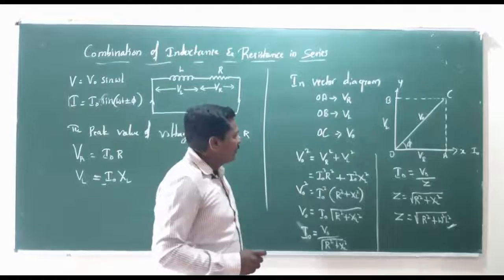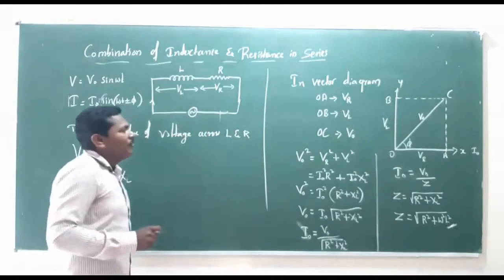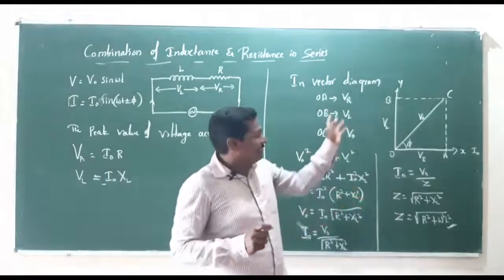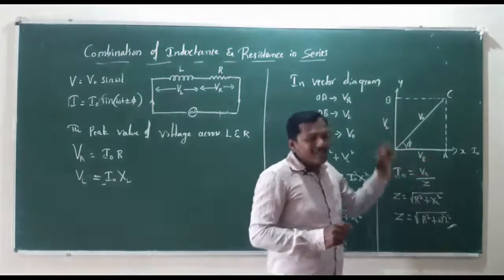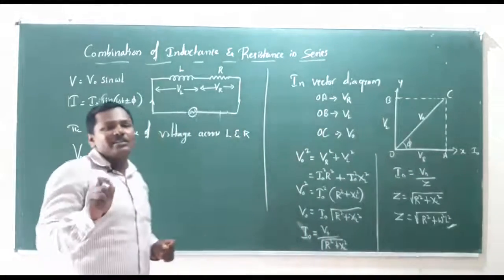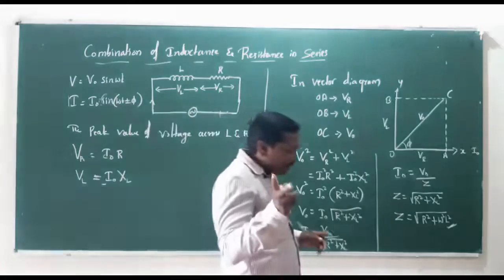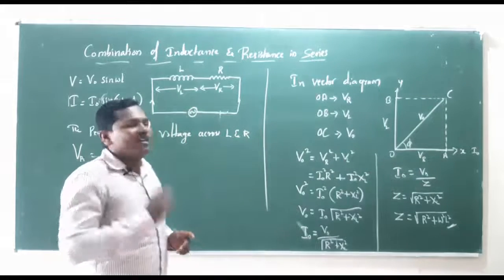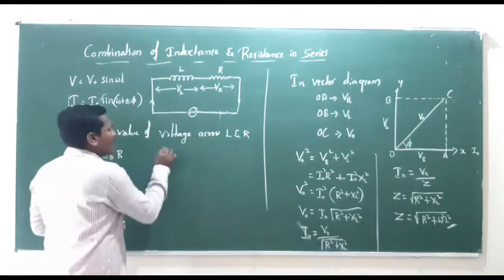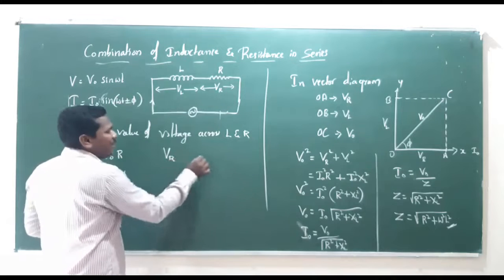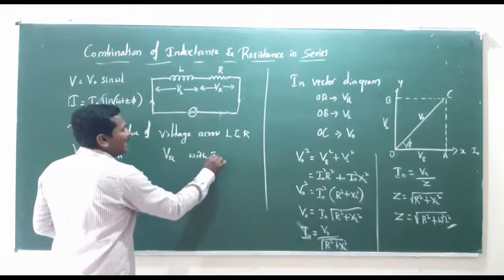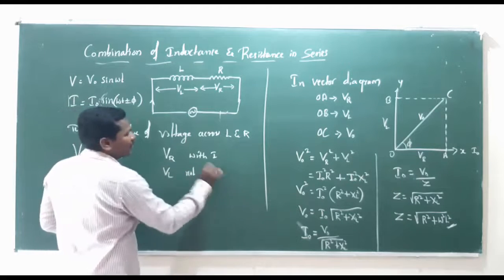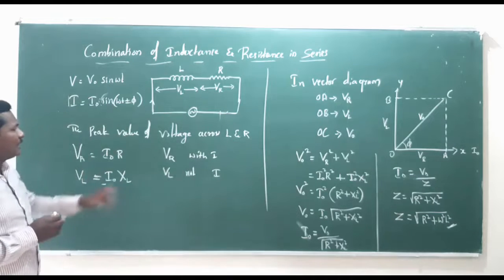We know that the voltage across a resistor is in phase with the current, as we discussed, but the voltage across an inductor is not in phase with the current. There is an angle between the current and voltage, and that angle is 90 degrees, that is pi by 2. Therefore VR is in phase with current, but VL is not in phase with current. So we get the phase angle.